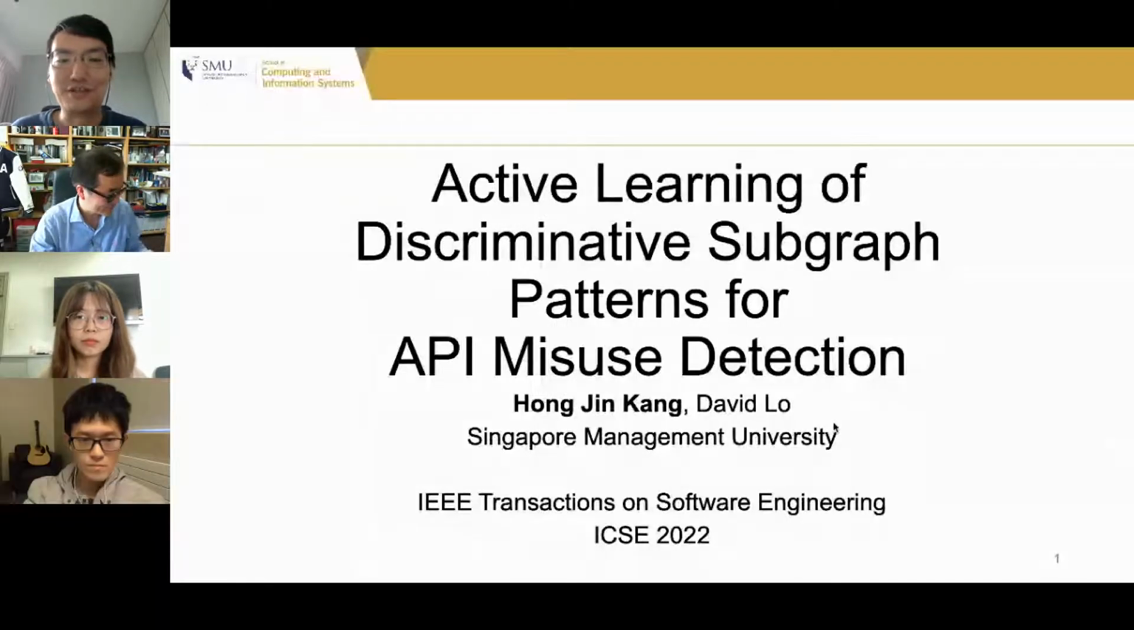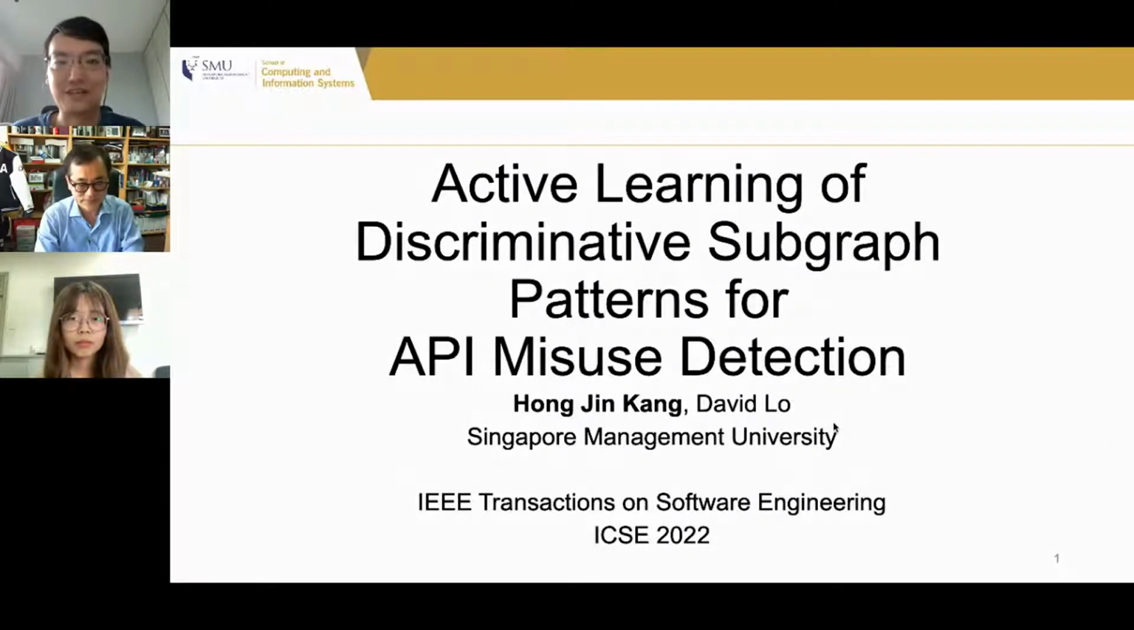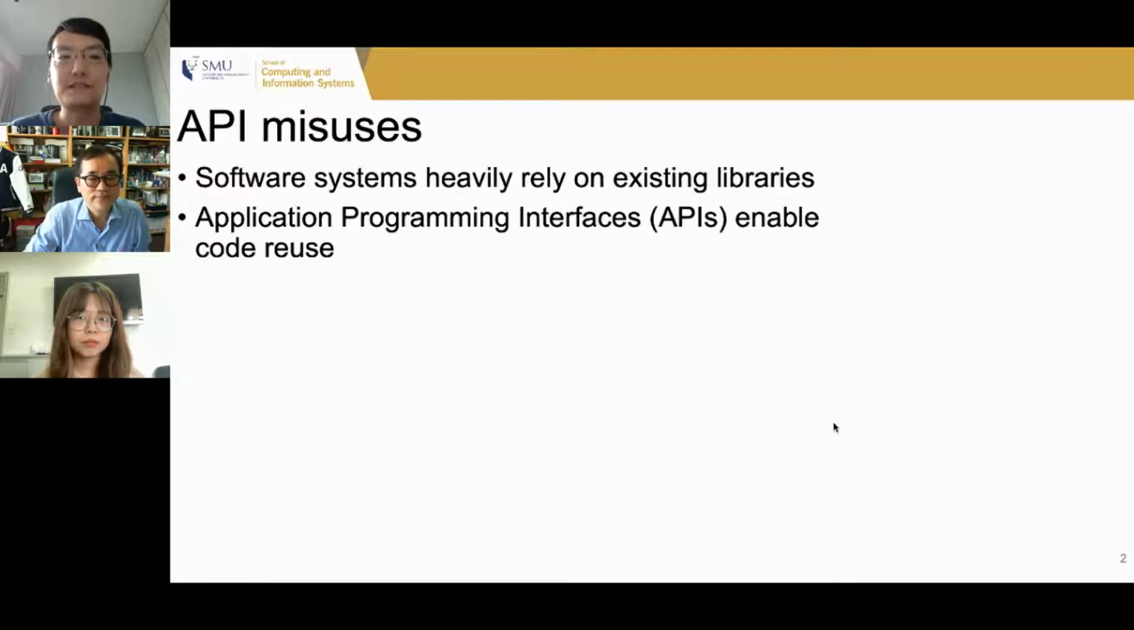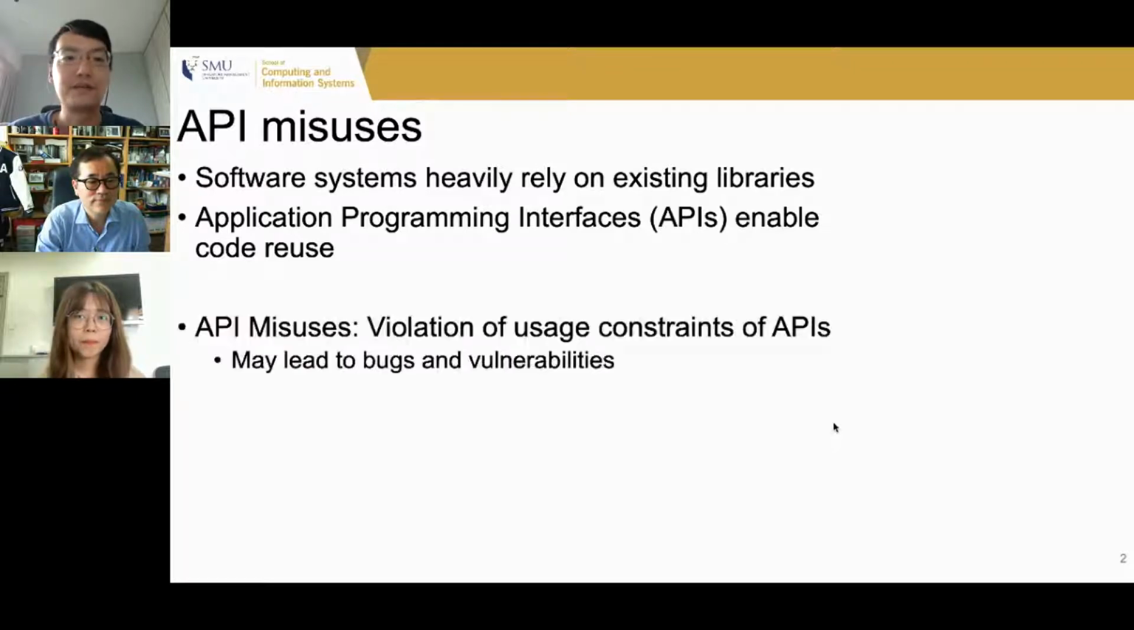Right, so I'm Hong Jin from Singapore Management University, and now I'll present our work on active learning of discriminative subgraph patterns for API misuse detection. The context of our work is modern software systems, which rely heavily on third-party libraries. For software systems to interact with these libraries, they do so through the APIs exposed by the libraries. However, APIs may have usage constraints associated with them, and the violations of these usage constraints are known as API misuses. API misuses may lead to bugs and vulnerabilities, and therefore it is important to detect them.